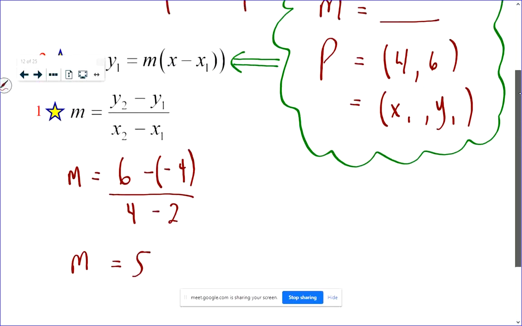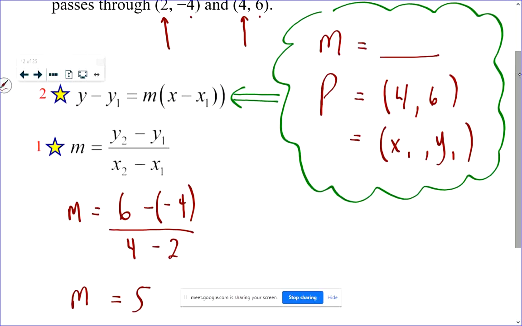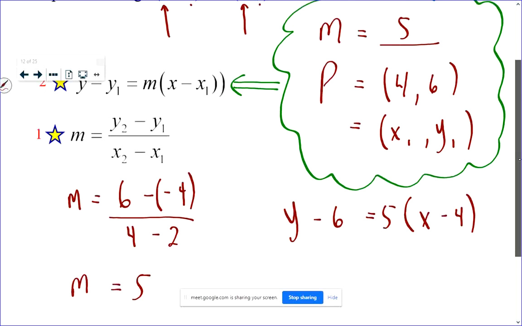So now we can get back onto the main road and use our point slope formula to answer the question. So I'm going to have y minus y1 equals the slope times, in brackets, x minus x1. As far as things go, that's an answer to the question. That is an equation relating x and y. However, we don't usually leave it in that form.